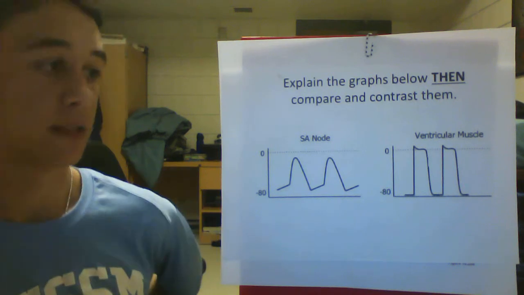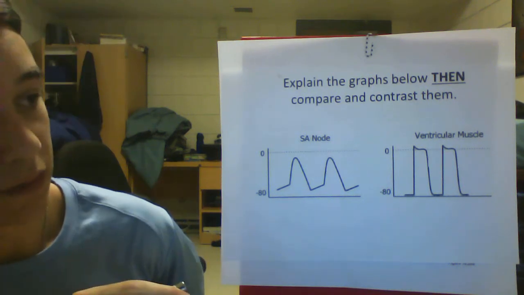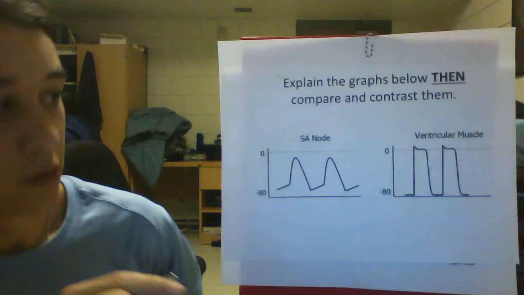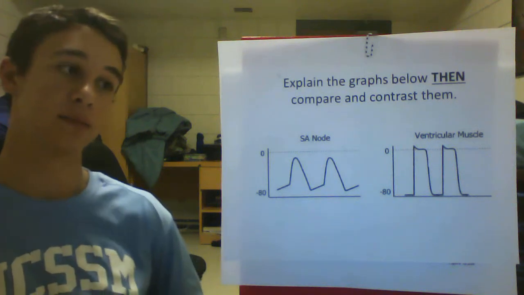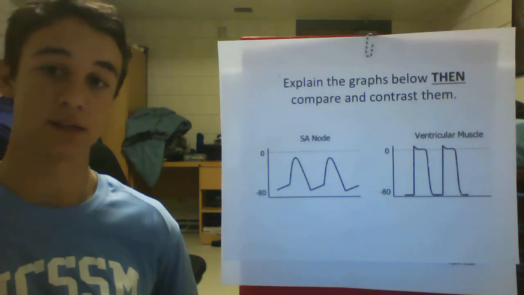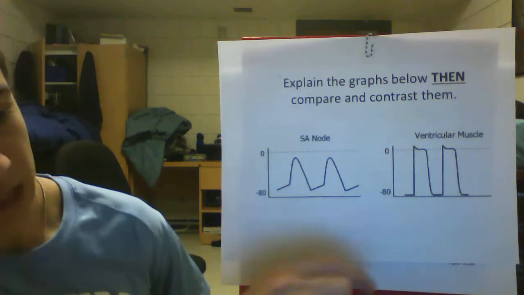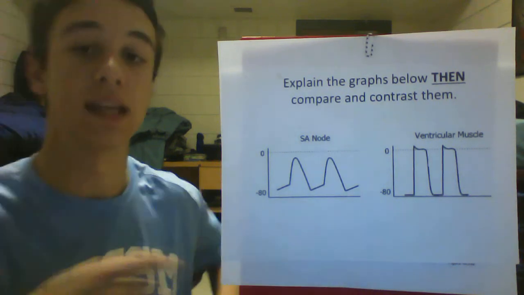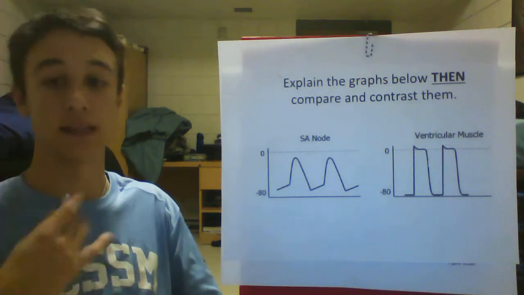And so what happens after this is the repolarization occurs, which is characterized by potassium leaving the cell and these voltage-gated calcium channels closing. And then resting potential is again met, and the cycle can continue.